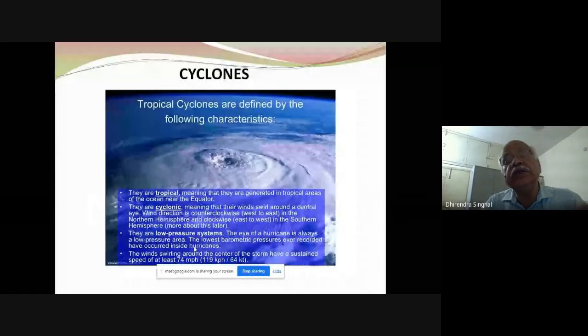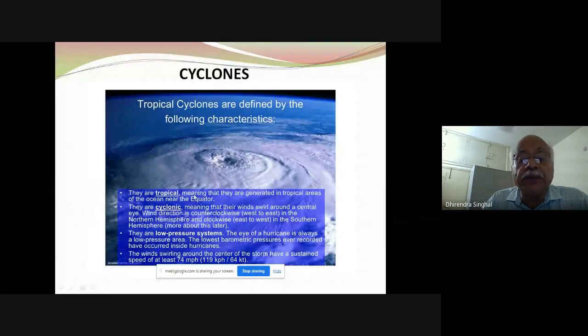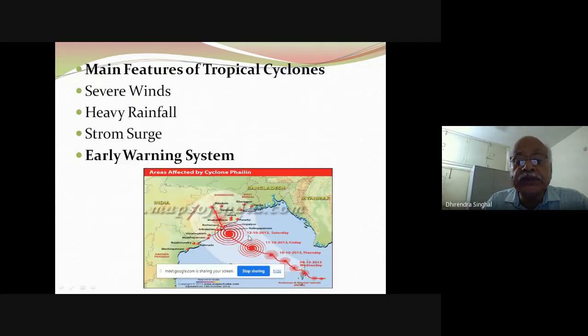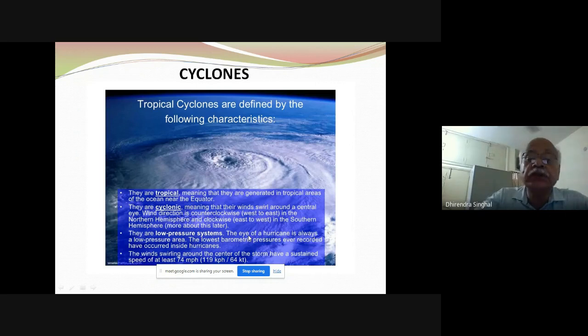And I will just discuss this with the cyclone. Now I am taking the first one, cyclone. For example, we have just seen the Viparjoy cyclone in Gujarat. We call it tropical cyclone because they are generated in tropical areas of the ocean near the equator. They are cyclonic, meaning the circular wind you see always. You can see in the photograph also.